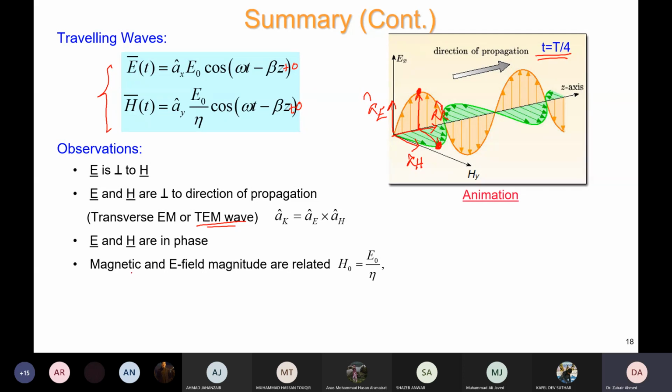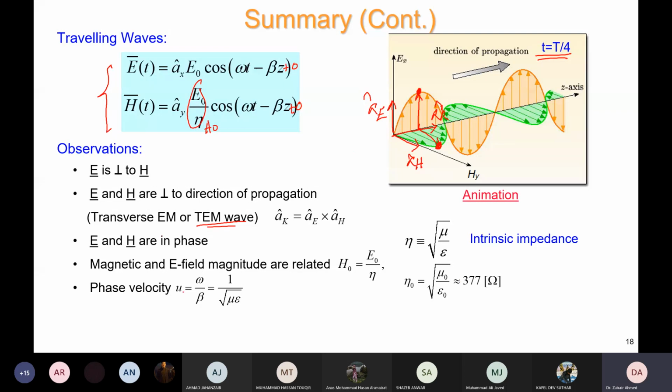Another observation is that the magnetic and electric field magnitudes are related. So this was H0. We can find this magnetic field magnitude by simply dividing E0 by this eta. Eta we call the intrinsic impedance; it is a constant number which depends on the constitutive parameters epsilon and mu. And for free space, it was approximately equal to 377.